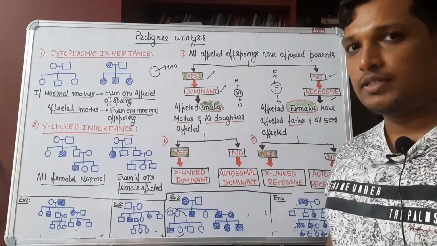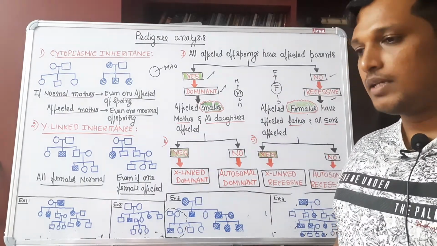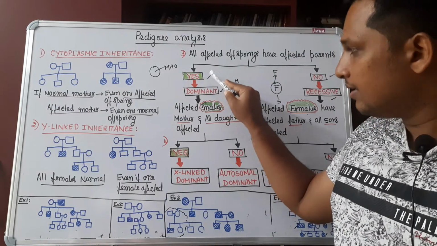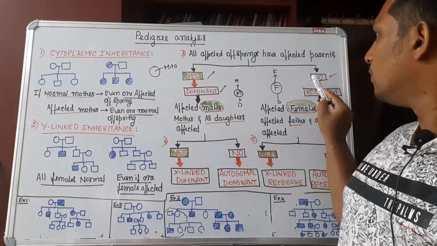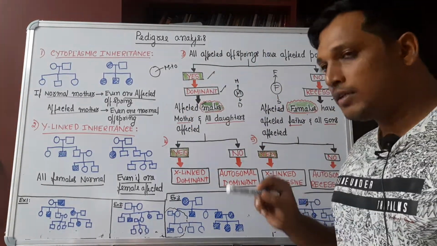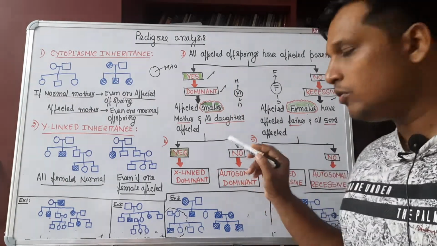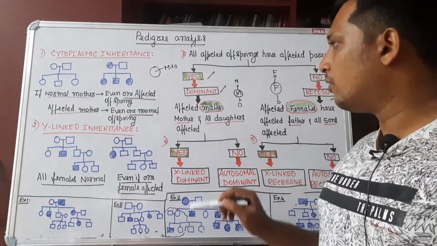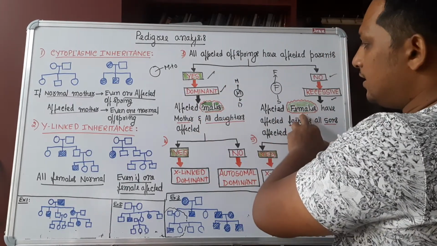Step 3, a very important point. If all affected offspring have affected parents, then it is a dominant trait, dominant inheritance. Whereas if affected offspring do not have affected parents, then it is recessive inheritance. Now in dominant inheritance, you have to find out whether it is X-linked dominant or autosomal dominant. How to find out? If it is a dominant character, you have to consider a male. If it is a recessive character, you have to consider a female.